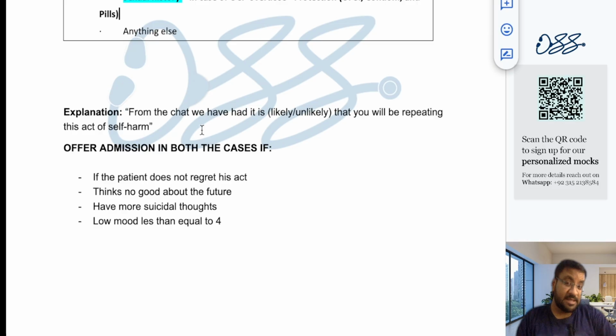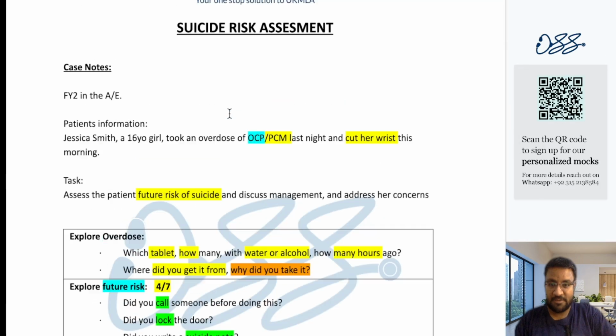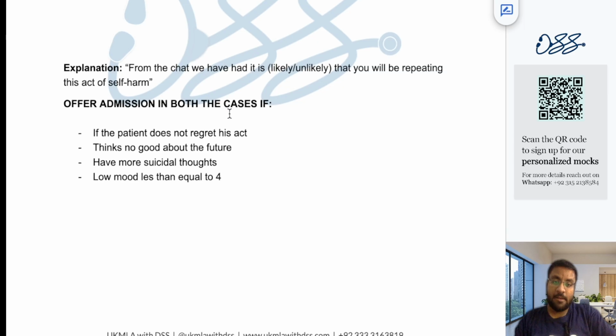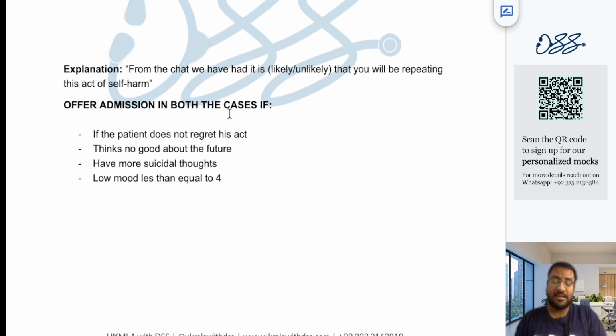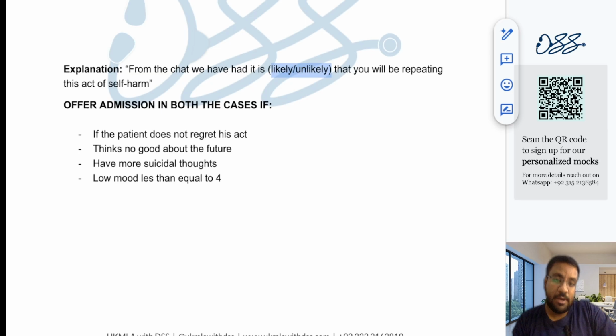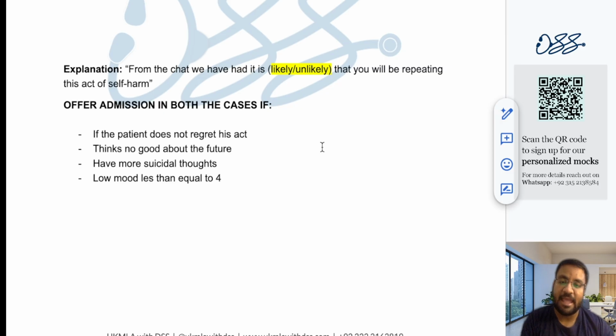That thank you so much for answering all my questions, Mr. Adam or Miss Jessica, whatever the name of the patient is. And then you have to be very supportive, that I understand that things did not go the way they should have, and I know that things were very overwhelming for you, but don't worry, we are here to support you. And I would like to tell you that from the chat that we have had, and from my assessment, I feel that it is likely if the patient is at a higher risk of suicide, or it is unlikely if the patient is at a lower risk of suicide, that you will be repeating this act of self harm again.